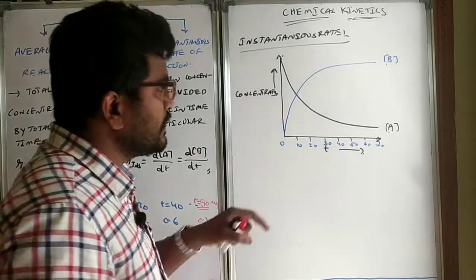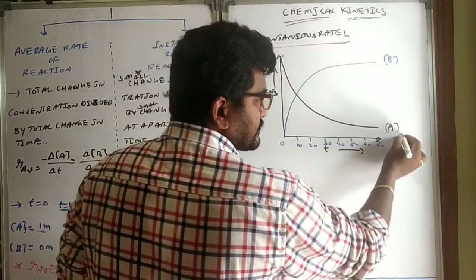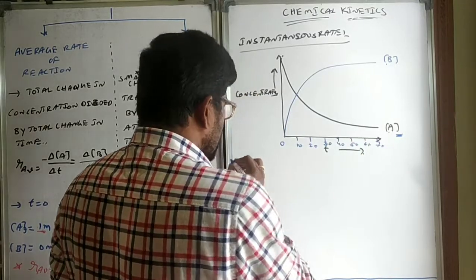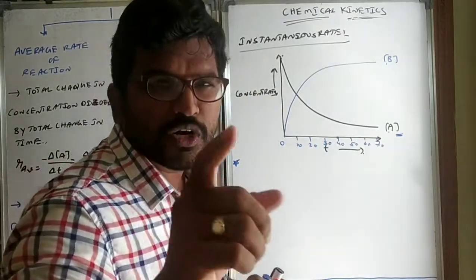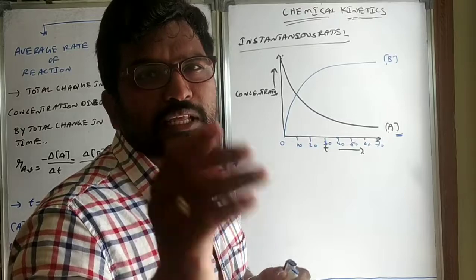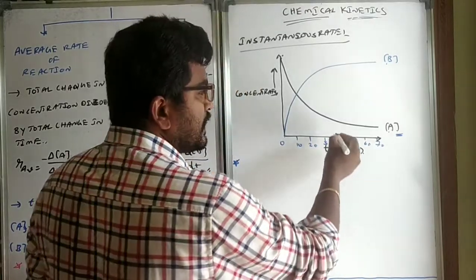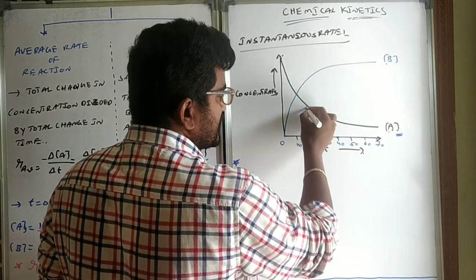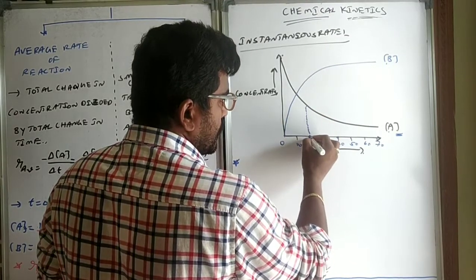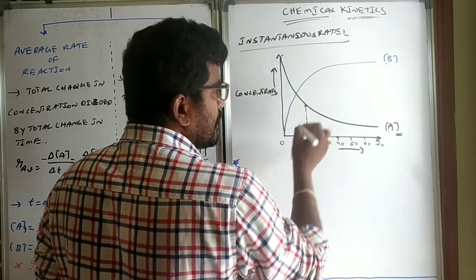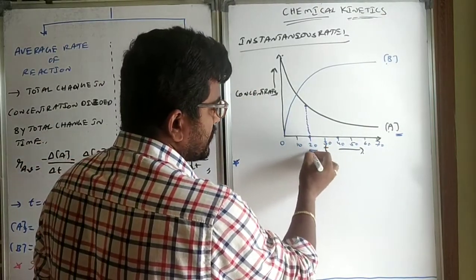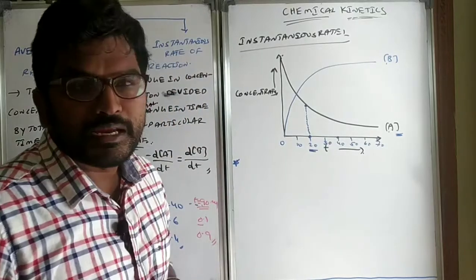For example, if you want to find the instantaneous rate at the 40th minute, listen carefully. Whenever you want to find the instantaneous rate at any point, at a particular time, if I want to find it at 20, I will draw a tangent onto the concentration graph at that particular time.